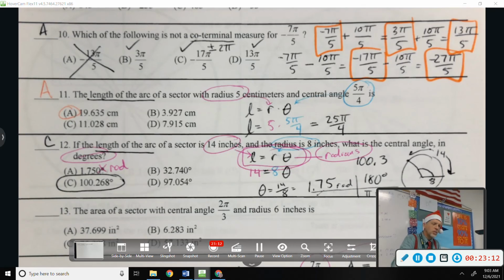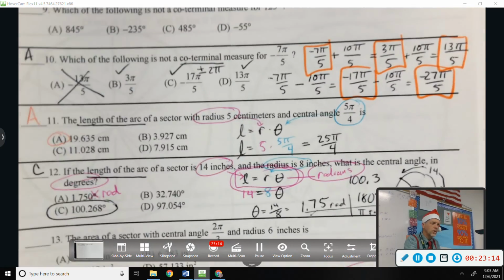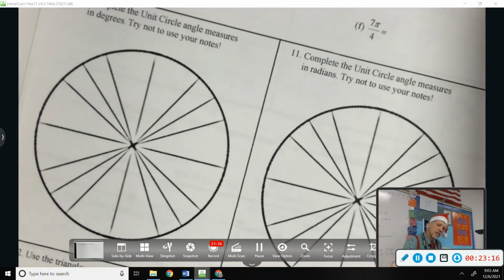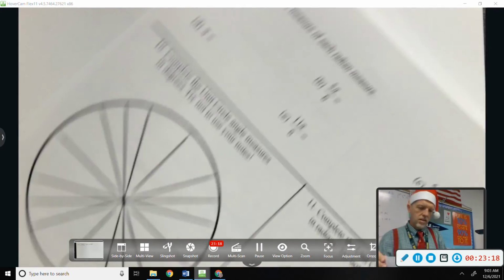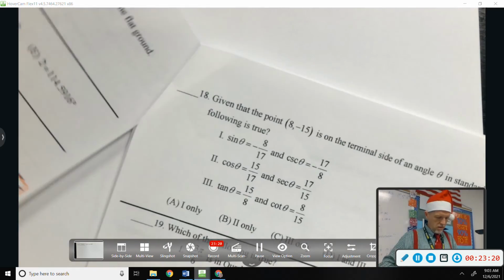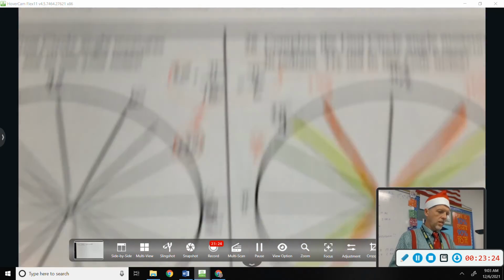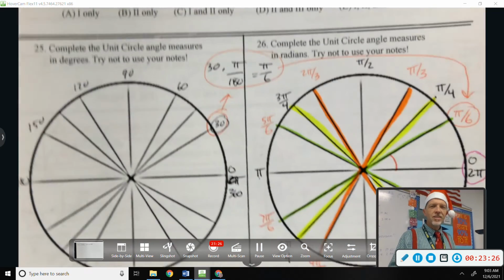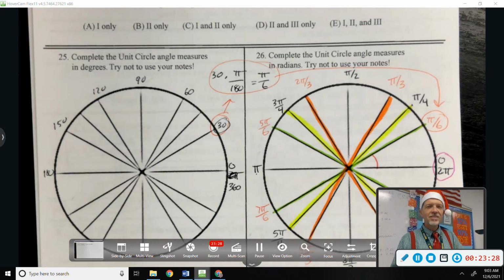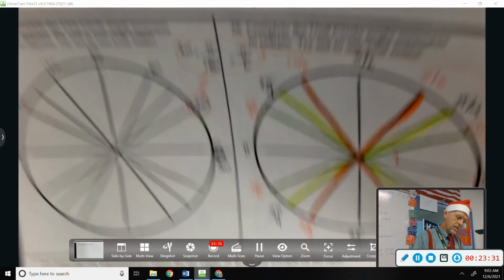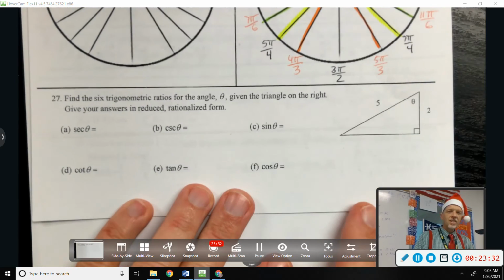I haven't done much SOHCAHTOA. Is that because SOHCAHTOA is easy? Goodness, you know this already. This is laid out exactly like the test is laid out. You okay with 27?